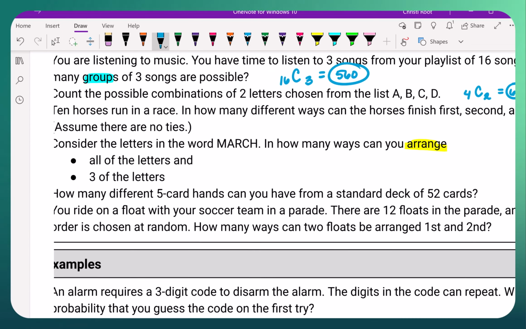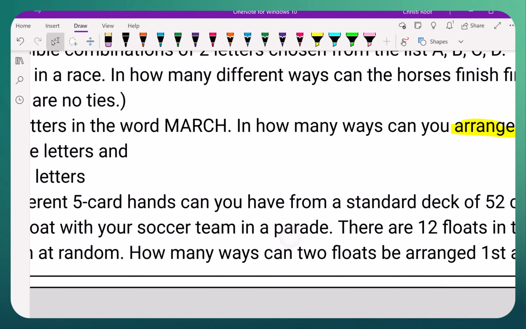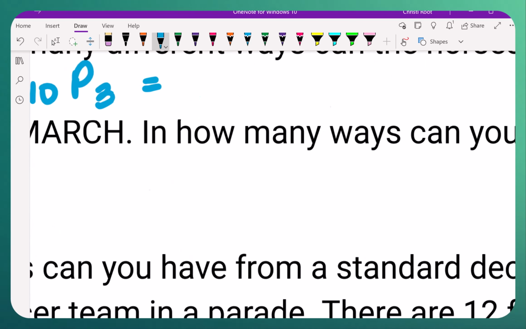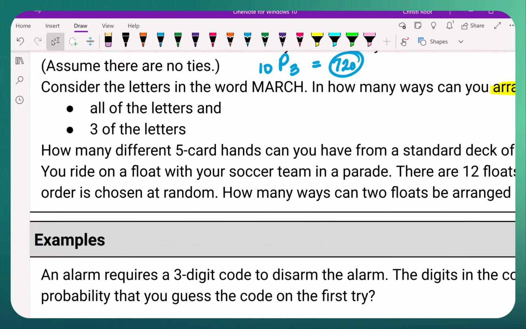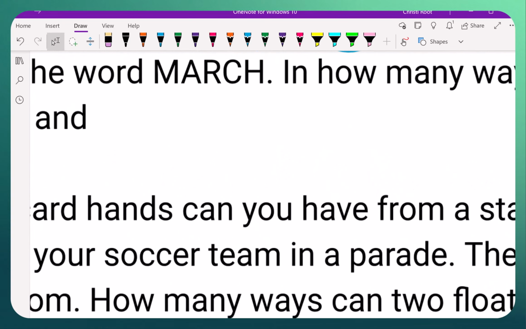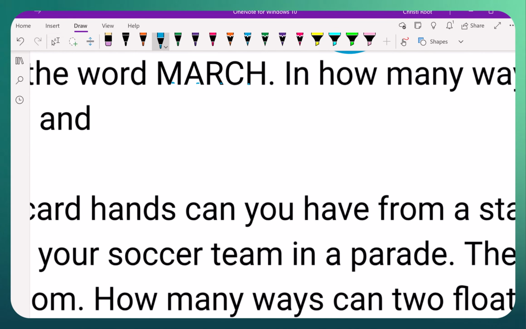All right, question 3. We've got 10 horses, and we are trying to figure out first, second, and third place. So this is a permutation, and we're picking 3 for first, second, and third place. All right, next up, we are arranging the letters in the word March. So I have 1, 2, 3, 4, 5 letters. And if I'm arranging something, the order matters, and I have to arrange all 5. So it'll be 5, pick 5.